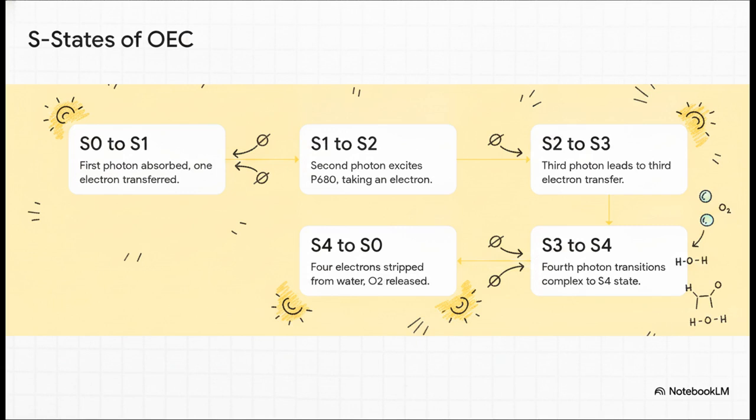Every single time PSI absorbs a photon and loses an electron, it pulls one from the OEC, stepping it from S0 all the way up to S4. Once it hits that S4 state, it has accumulated enough oxidizing power to violently rip 4 electrons away from 2 water molecules, releasing the very oxygen that we breathe as a byproduct.